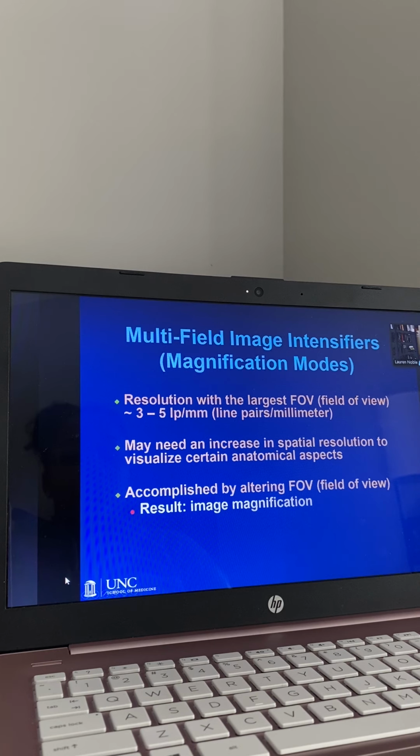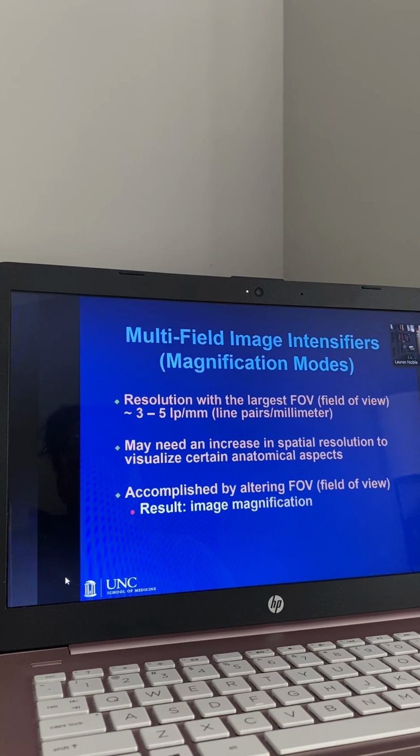All right. Something else you need to know about our image intensifiers is that they may be referred to as multi-field image intensifiers because they have magnification capabilities. They have magnification modes. The typical spatial resolution for image intensifiers is around 3 to 5 line pairs per millimeter when we're using the largest field of view. You'll see this in a minute, we'll talk about field of view.